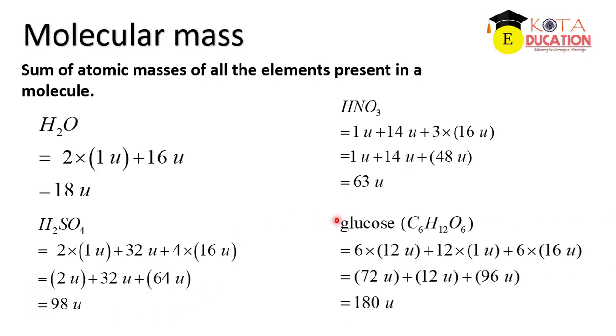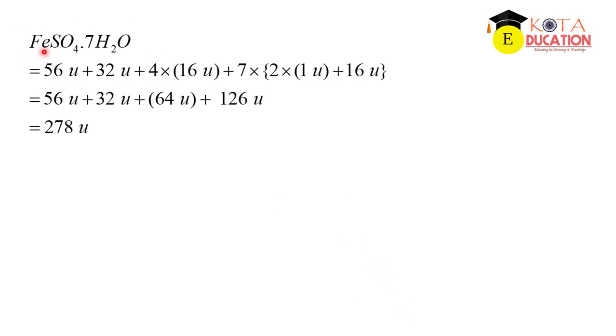Similarly, glucose, C6H12O6. There are 6 carbon atoms, 12 hydrogen atoms and 6 oxygen atoms. So 6 multiplied by the atomic mass unit of carbon, followed by 12 multiplied by the atomic mass unit of hydrogen, and 6 multiplied by the atomic mass of oxygen. If we add them up, it comes out to be 180 unified mass, or you can represent it in atomic mass unit also.